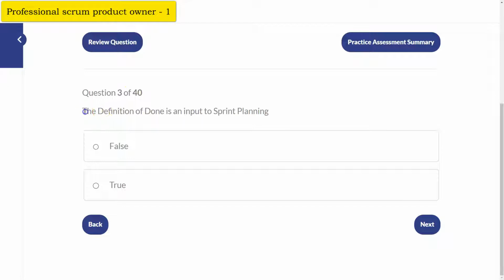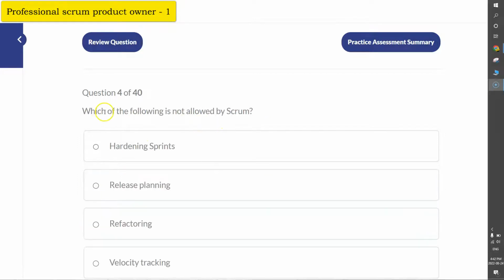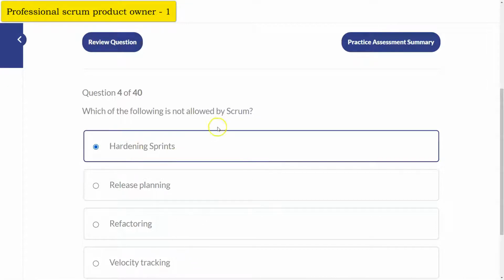Next question. The definition of done is an input to sprint planning. True or false? So guys, the answer is true. Next question. Which of the following is not allowed by Scrum? Hardening sprints, release planning, refactoring, velocity training. So guys, Scrum does not allow hardening sprints.